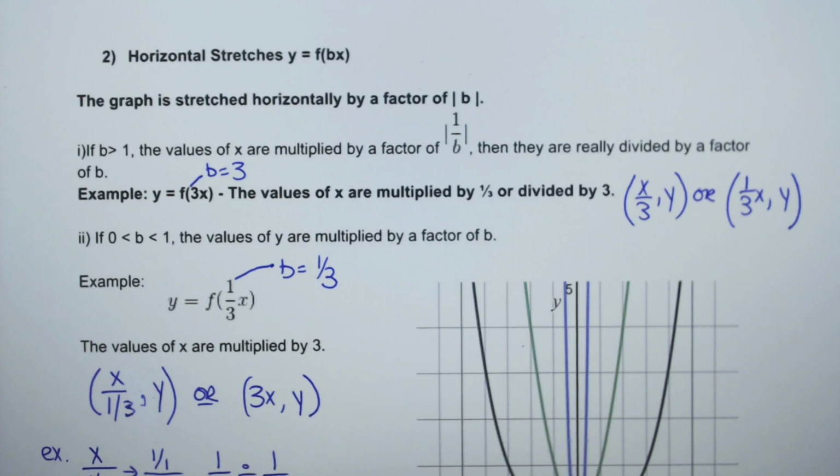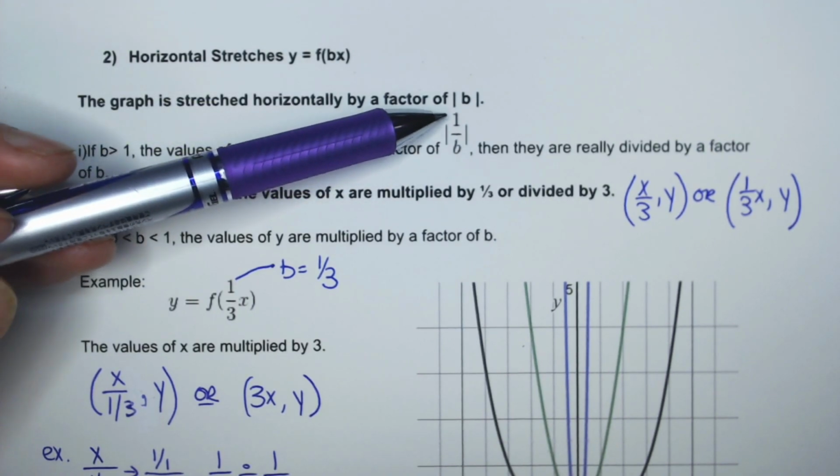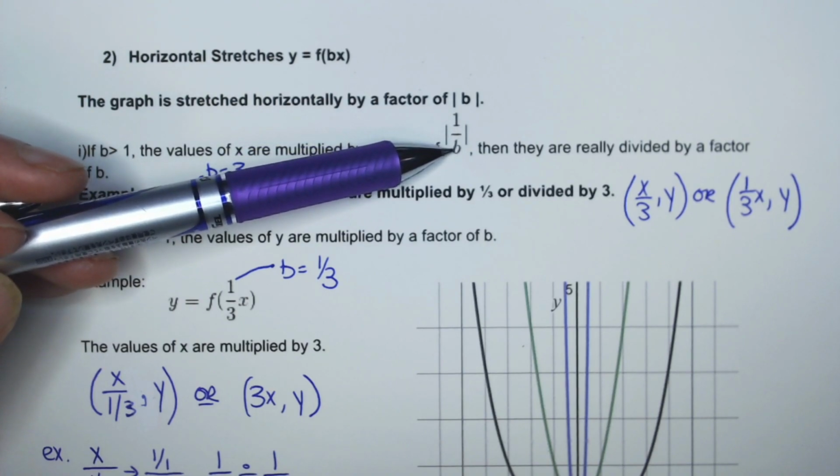Now, the second type of stretch that we can have is a horizontal stretch. So just like previously where we could either move the graph left or right or up or down, here we're looking at operations done to the function that are affecting the x values, and that's going to shift it or stretch it left or right. We also have some rules here. The first one is if b is greater than 1, the values of x are multiplied by a factor of the absolute value of 1 over b.